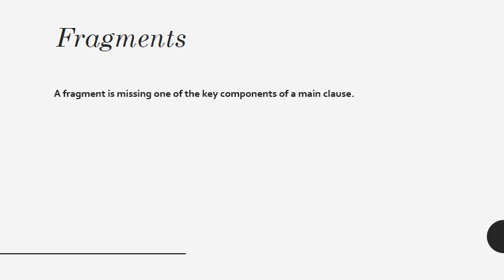In other words, a fragment is a group of words that is missing one of the key components of a main clause. It's missing one of the main key components, which make the group of words a complete sentence. Again, we repeat, what are the key components? The key components are the noun, the verb, and the complete thought. So if this group of words is missing one of the key components, maybe it's missing a noun, maybe it's missing a verb, or it's missing a complete thought, can I consider it a complete sentence? For sure, no. I cannot consider it a complete sentence.